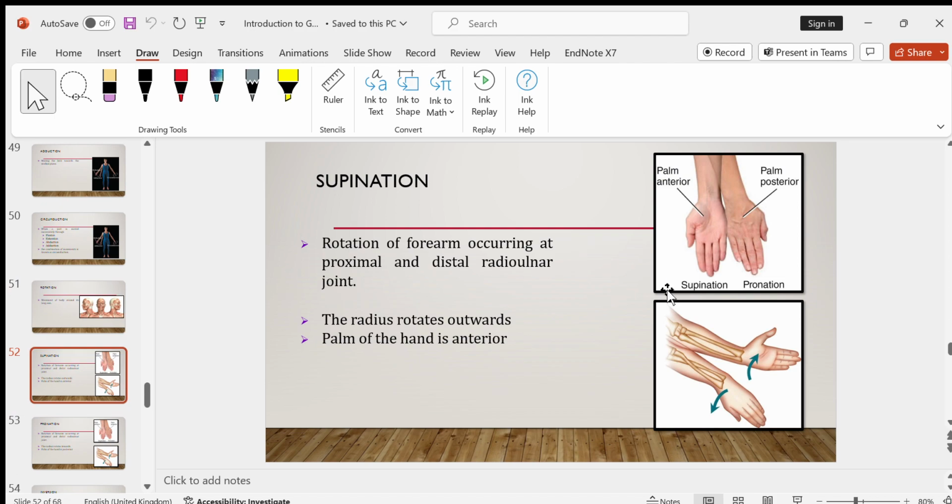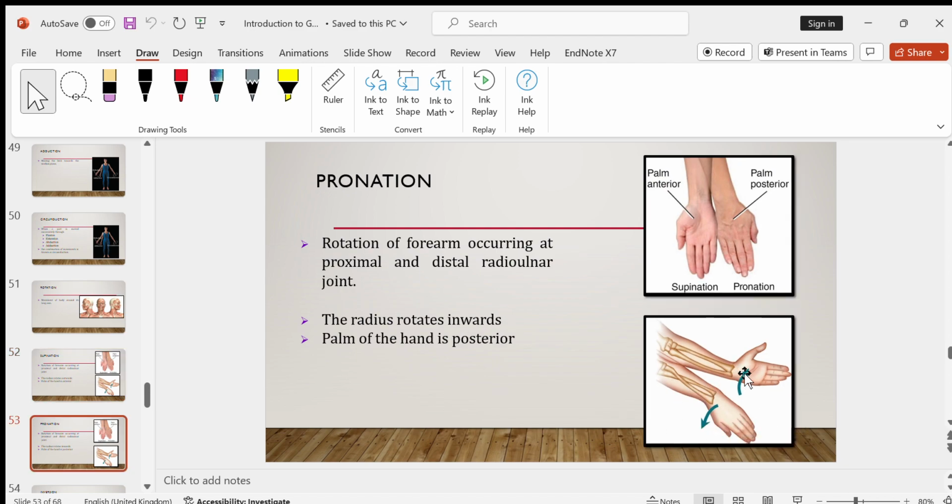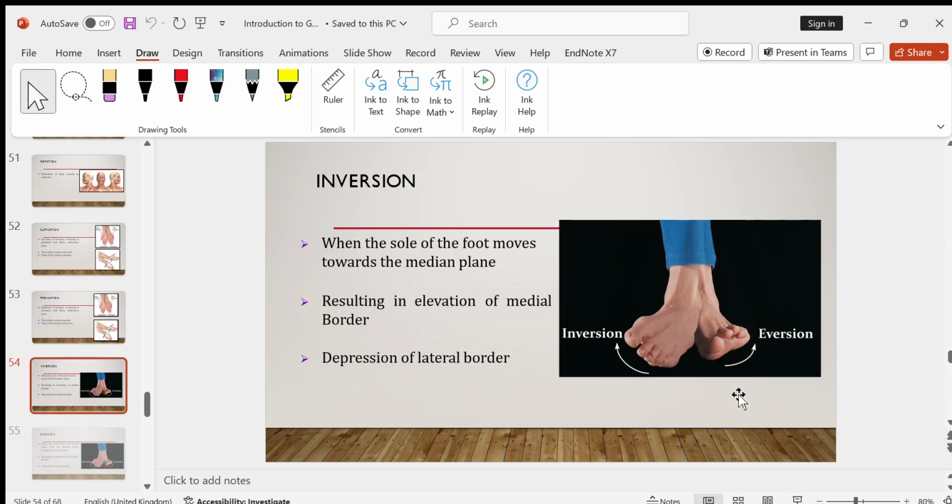Supination is a term mainly used in the forearm region. It occurs at the proximal and distal radioulnar joints. This is the distal radioulnar joint, and this is the proximal radioulnar joint. In supination, the radius rotates outwards and the palm of the hand is facing anteriorly. In pronation, the radius moves inwards and the palm of the hand is facing posteriorly.